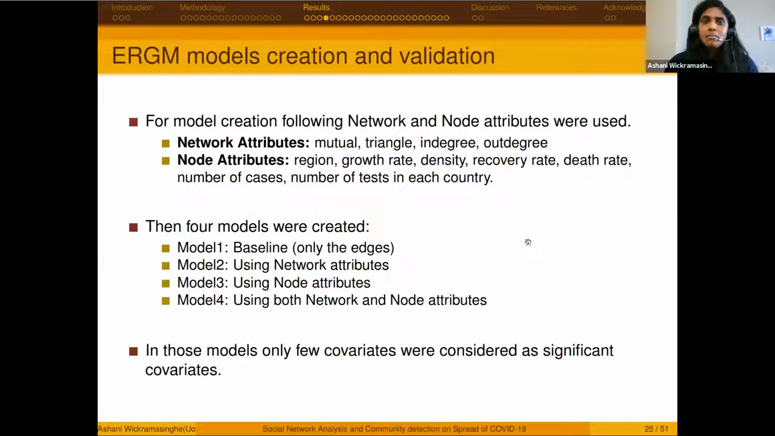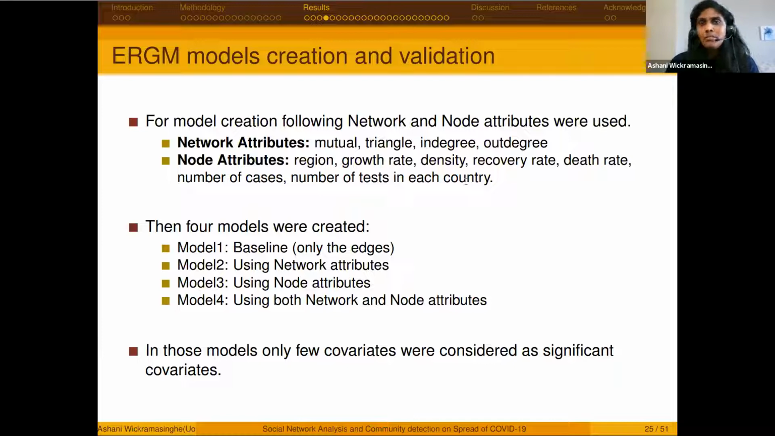When developing ERGM models, we considered the following network and node attributes. As network attributes, we used mutual triangle, in degree, and out degree. As node attributes, we considered region, growth rate, density, recovery rate, death rate, number of cases, and number of COVID tests in each country. Then 4 models were created. Model 1 using only the edges, Model 2 using network attributes, Model 3 using node attributes, and Model 4 using both node and network attributes.